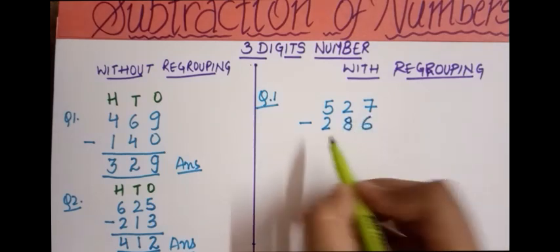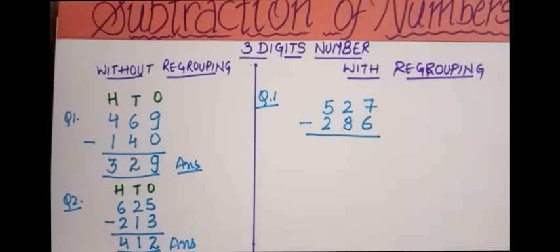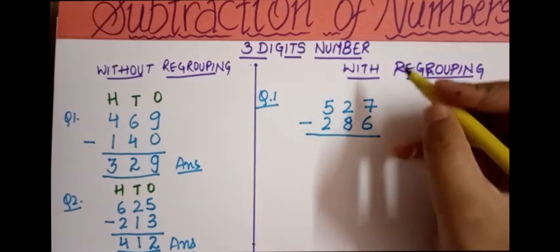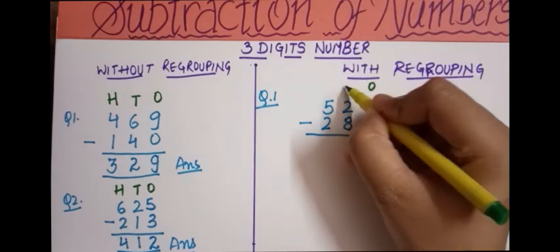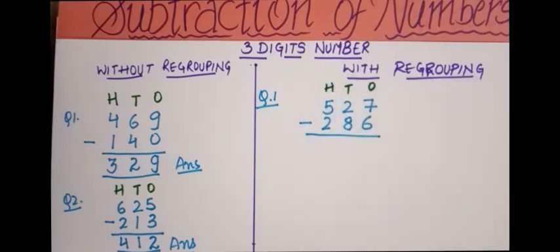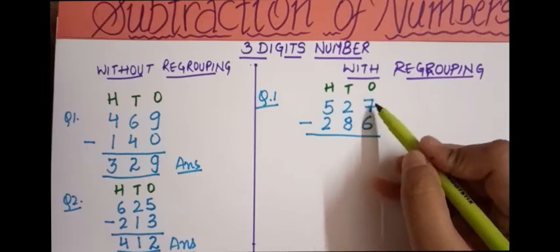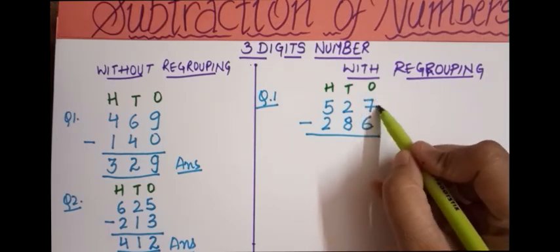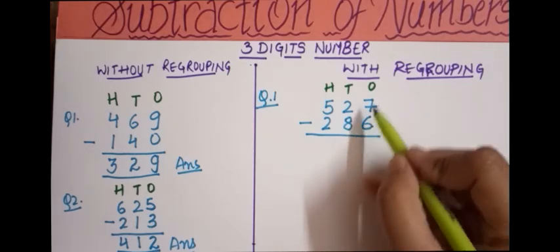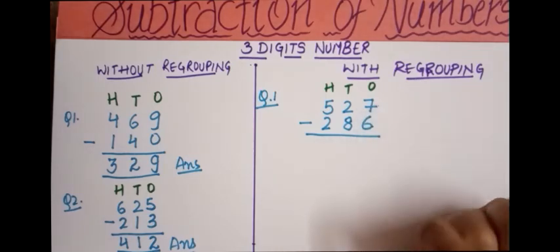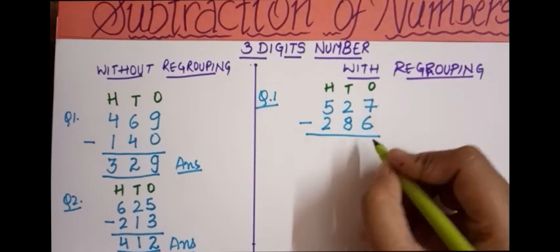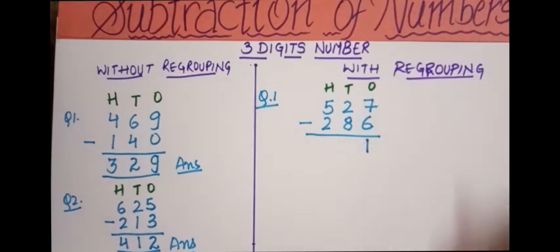286. Then we'll draw a line. Okay, the next step is to write here the places: ones, tens, 100. After this, beginning from the ones column, here it is 6 and 7. It means we have to subtract 6 from this 7. So we can easily do 6 from 7. Just one finger open. One finger difference is there. So we'll write 1 here.